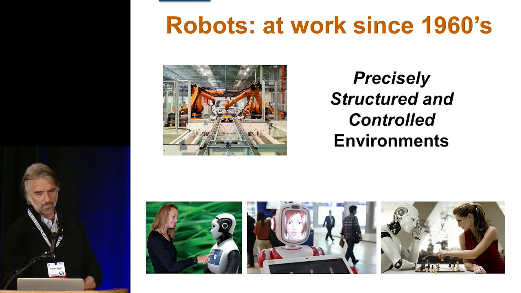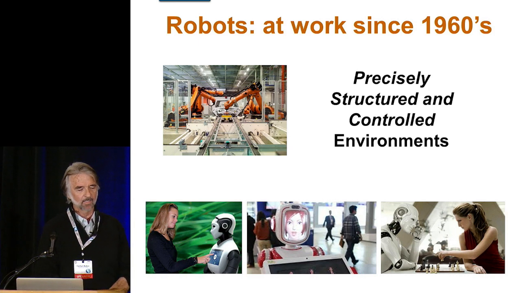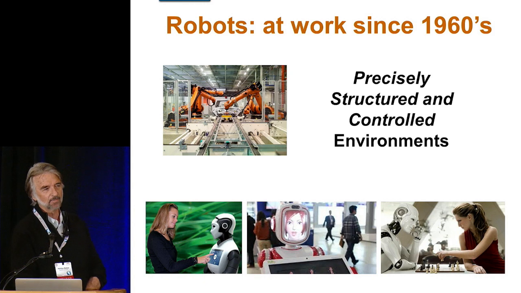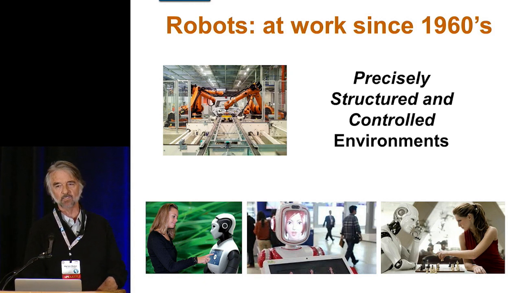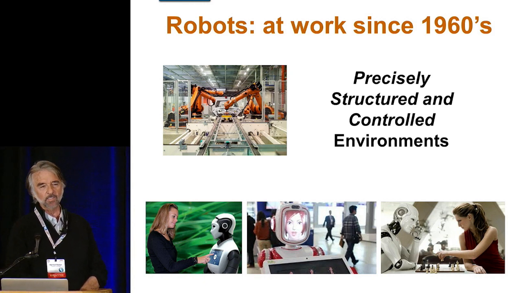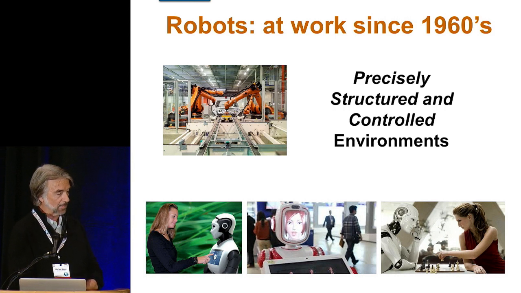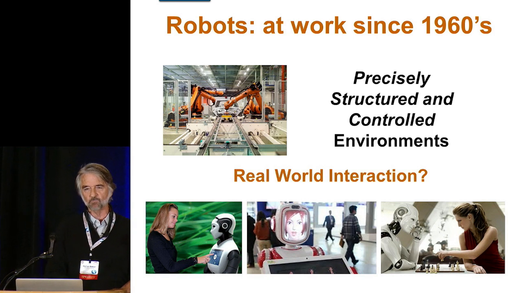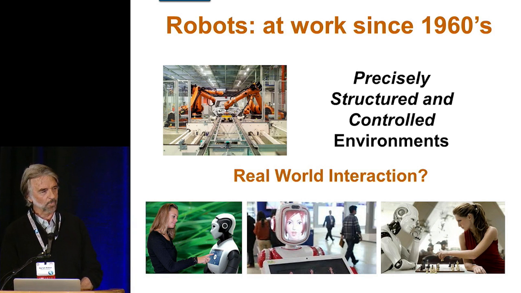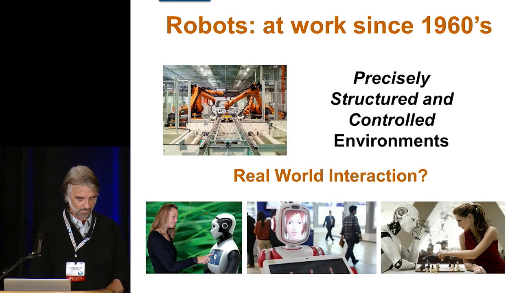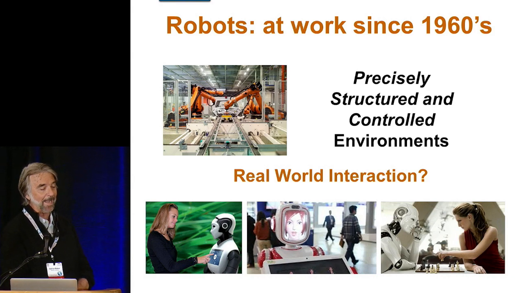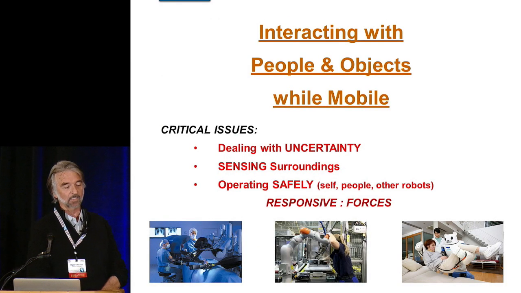Robots have been with us for a long time, 50-some-odd years. They've been in industrial applications, and what distinguishes them there is that they're in very structured environments, very controlled. Everything is positioned exactly where it has to be. There's no uncertainty in any way. When you begin to think about moving robots into the world that we occupy, it becomes important to think about other issues, like what happens in terms of uncertainty. Robots move, people move.